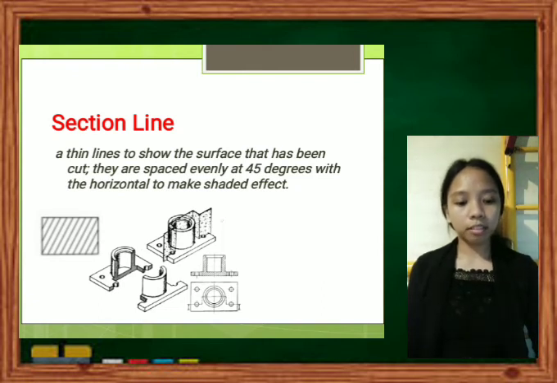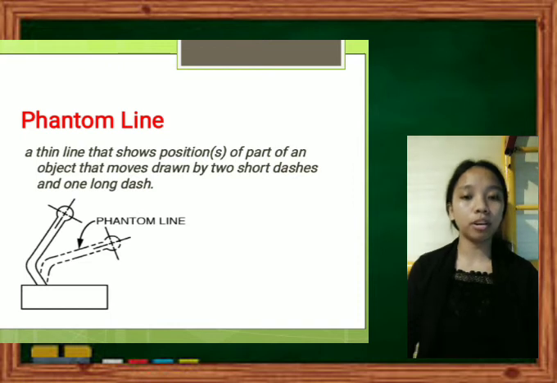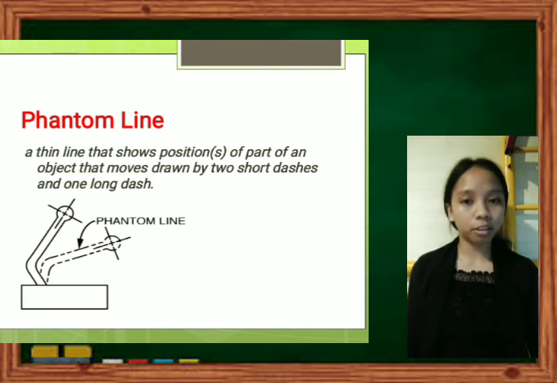Okay, then lastly is the phantom line. Phantom line is a thin line that shows positions of part of an object that moves, drawn by two short dashes and one long dash. Let's take a look at the illustration. In the illustration, the object moves, drawn by two short dashes and one long dash. So in other words, it shows the travel or movement of an object or a part in alternate position.